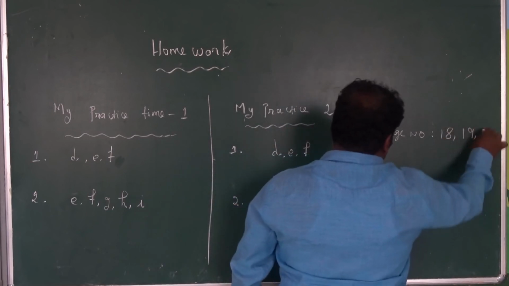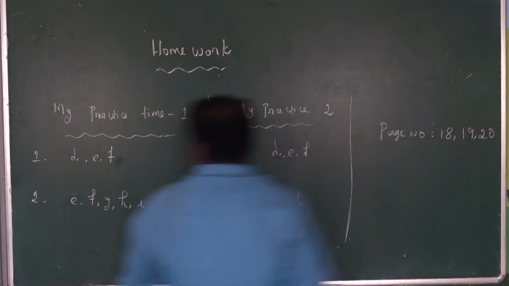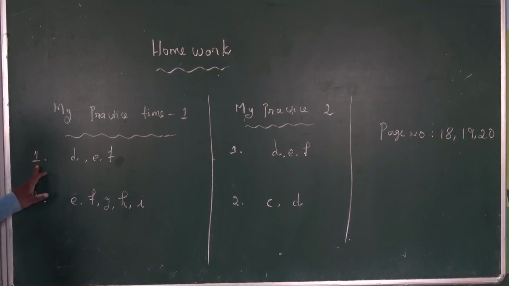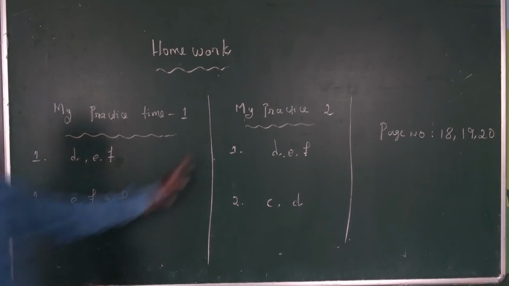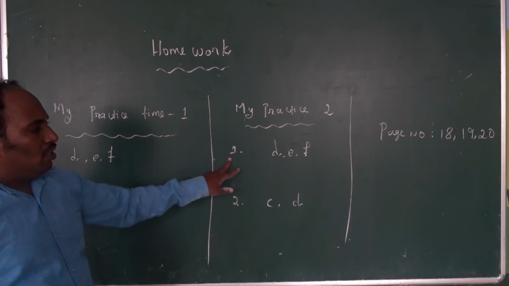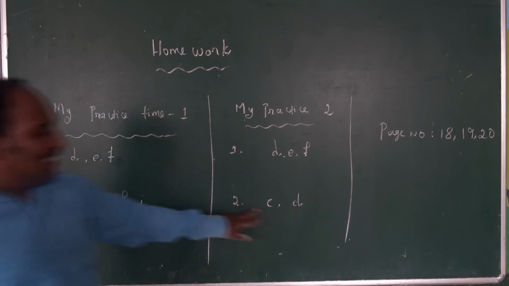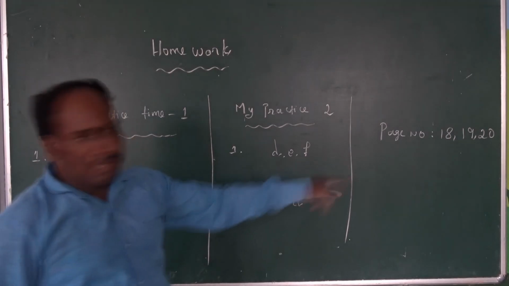18, 19, 20. Listen here, homework part. My practice time 1. Question number 1, D, E, F. Then question number 2, E, F, G, H, I. Then my practice time 2. First Roman D, E, F. Then second Roman C, D. Page number 18, 19, 20.